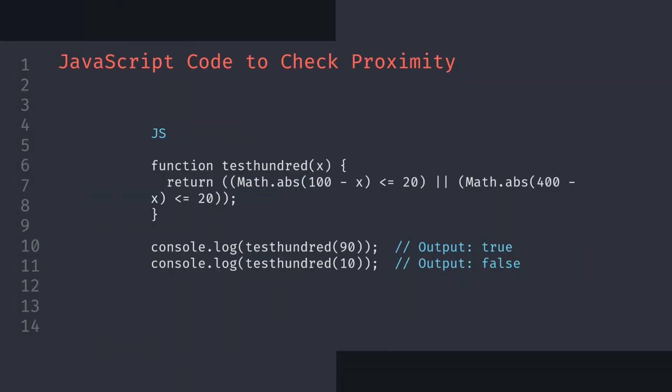Here's the JavaScript code. The function test100 takes a number x as an argument. It checks whether the absolute difference between x and 100 is less than or equal to 20, or if the absolute difference between x and 400 is less than or equal to 20.